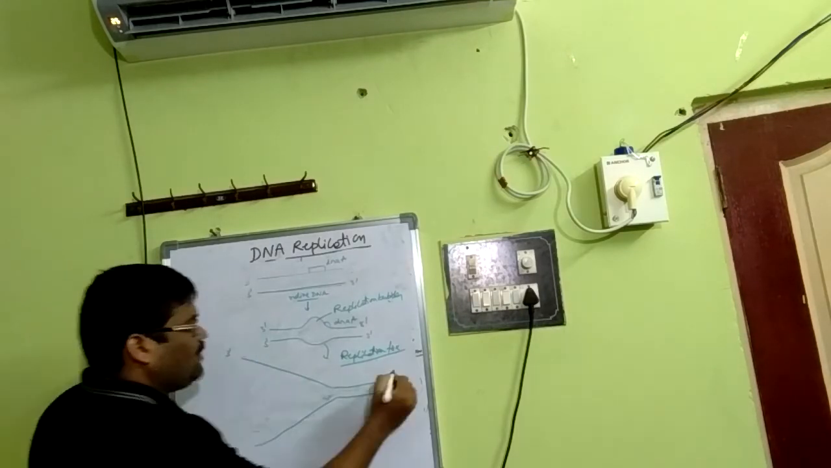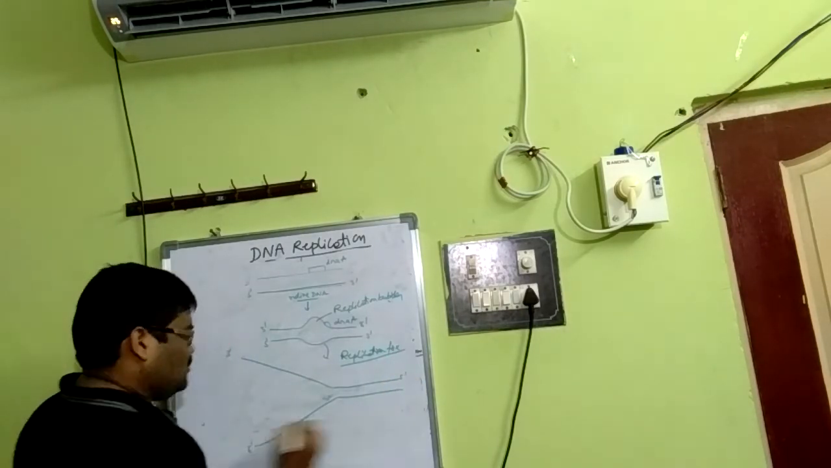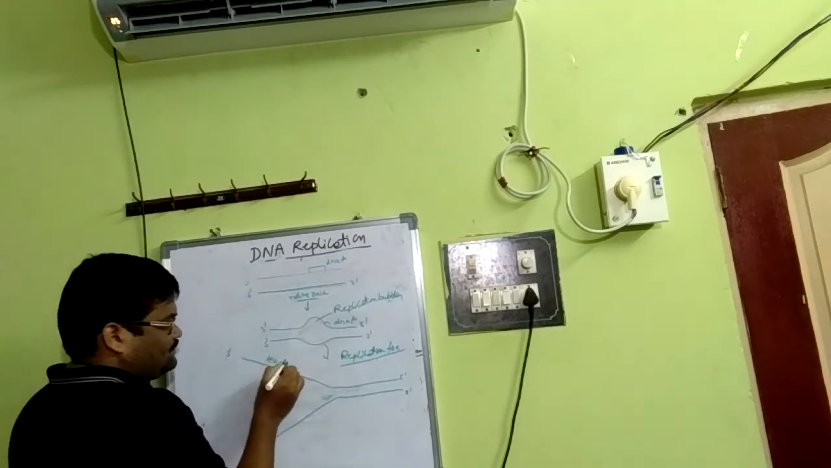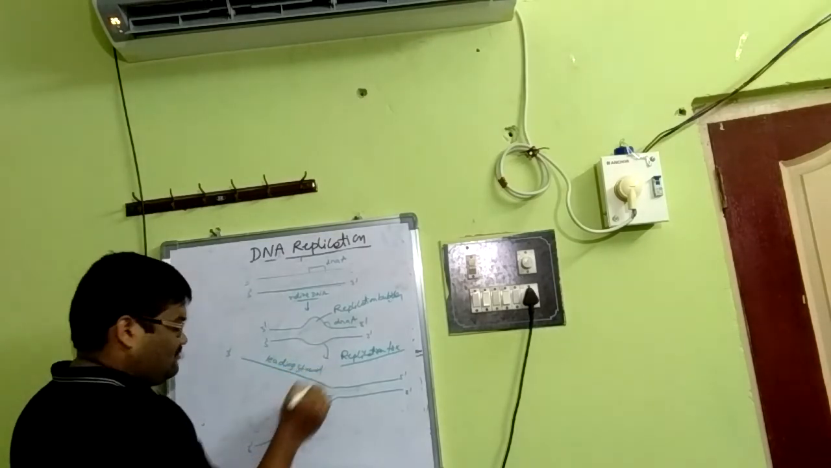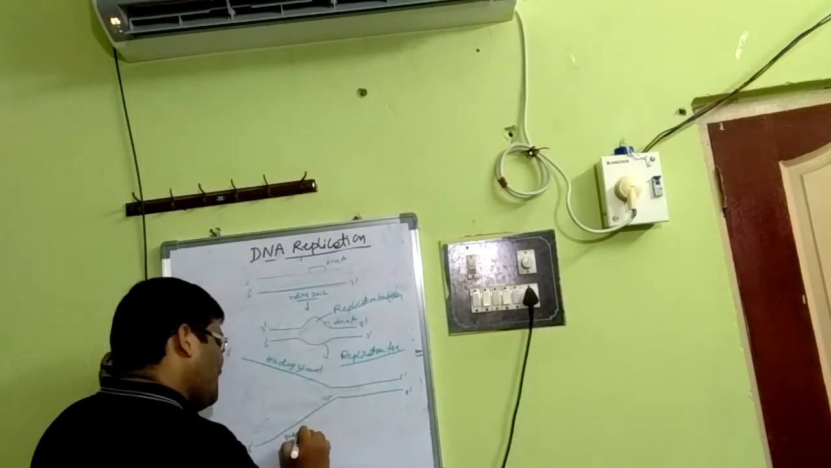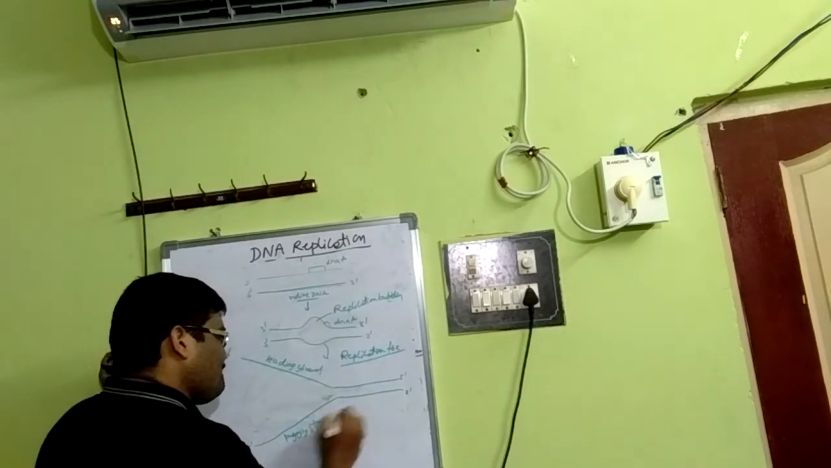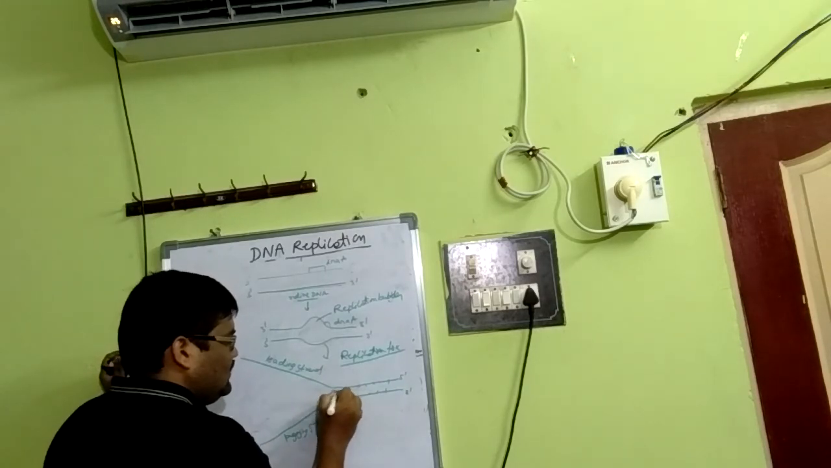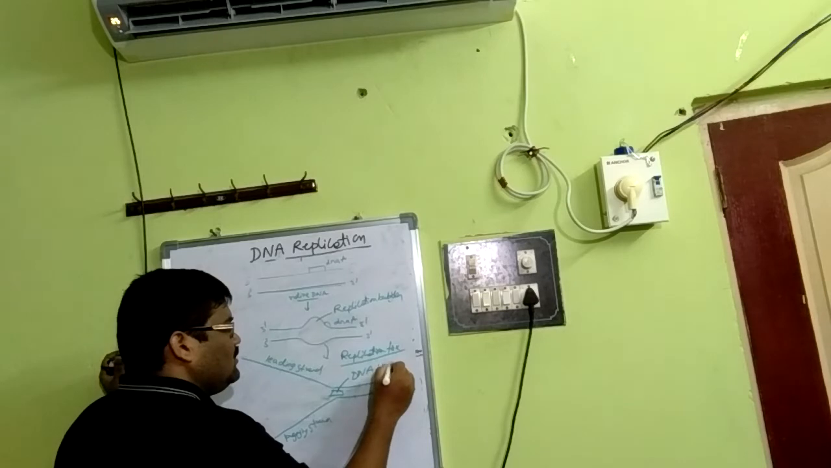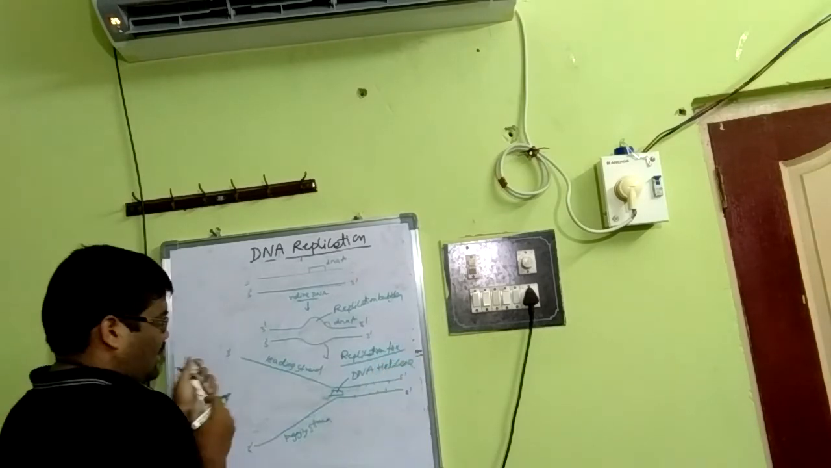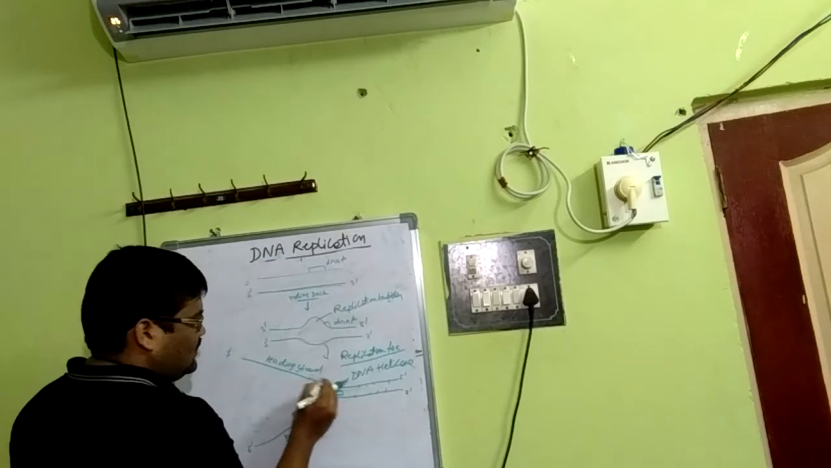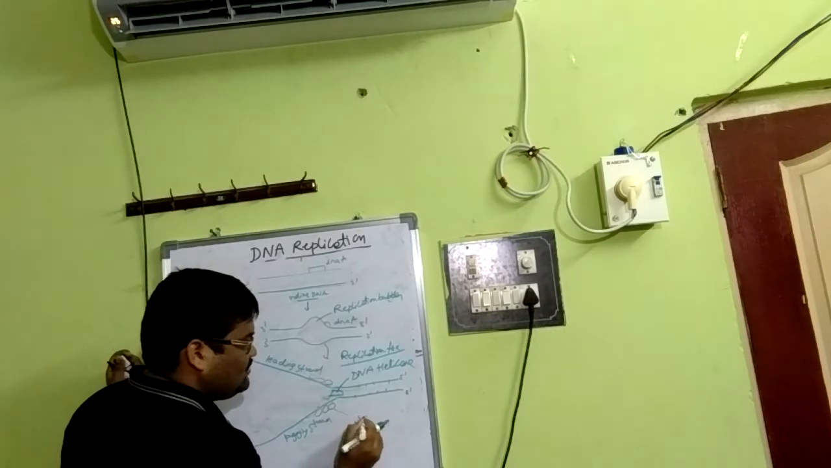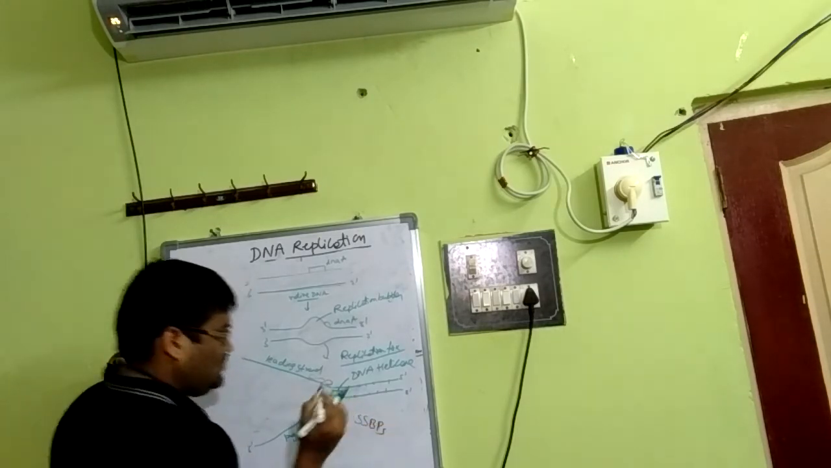This strand is 3' to 5', and this strand is 5' to 3'. The 3' to 5' strand is called the leading strand, whereas the 5' to 3' strand is called the lagging strand. And this is DNA helicase, and these are, as I told you already, single stranded DNA binding proteins, SSB.